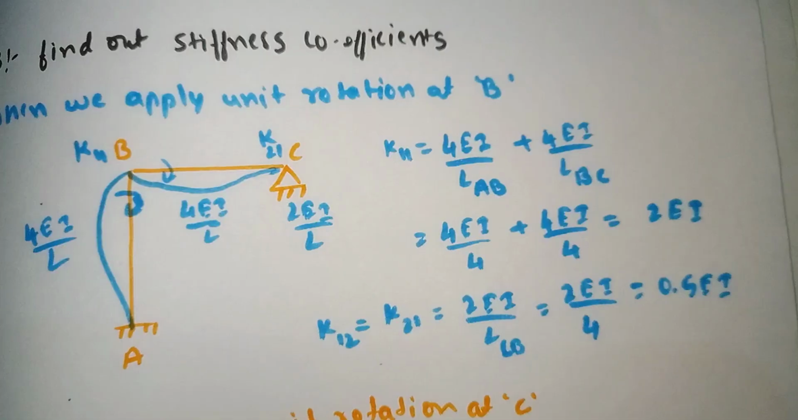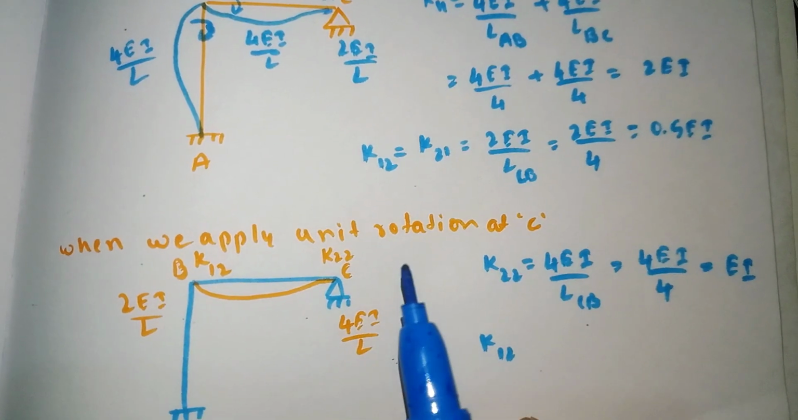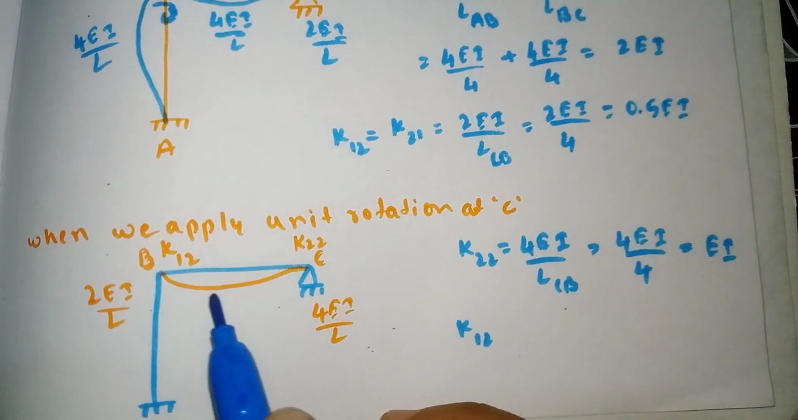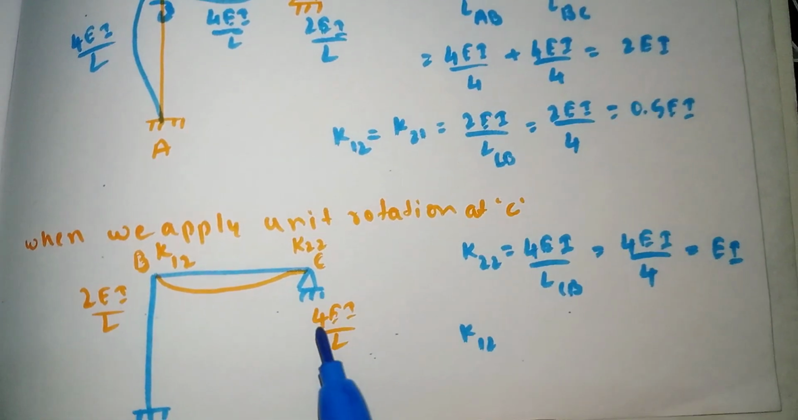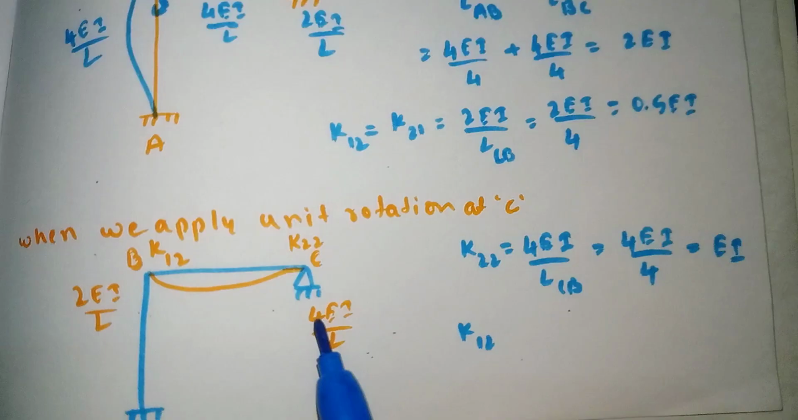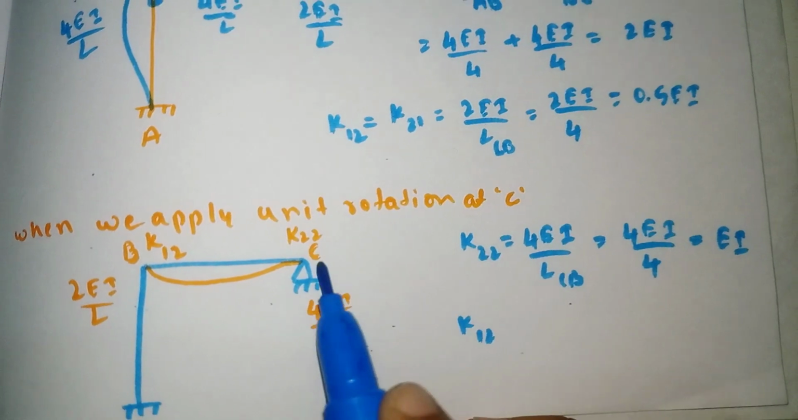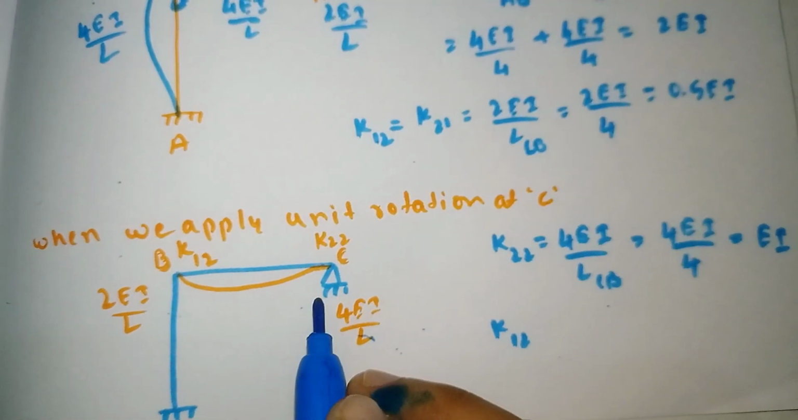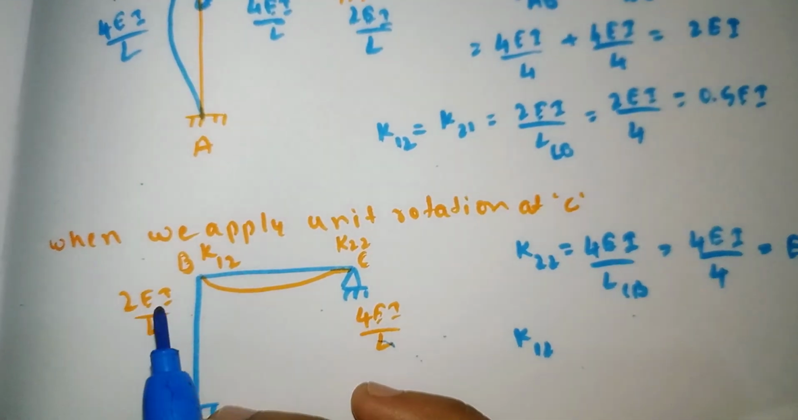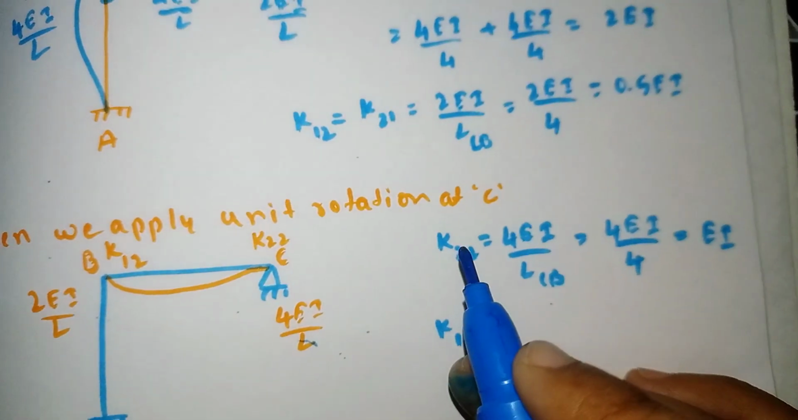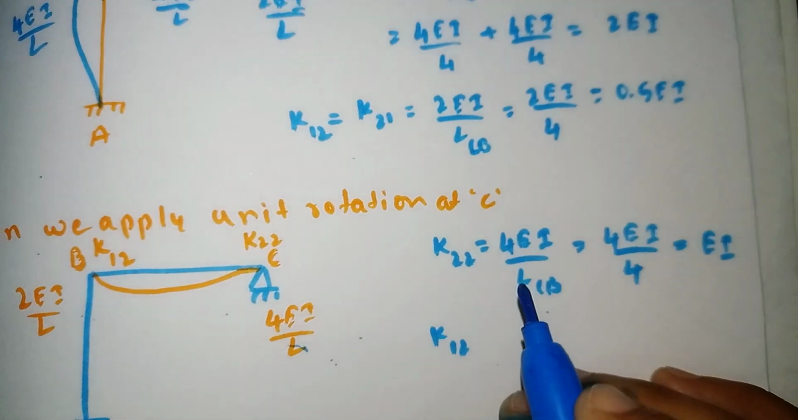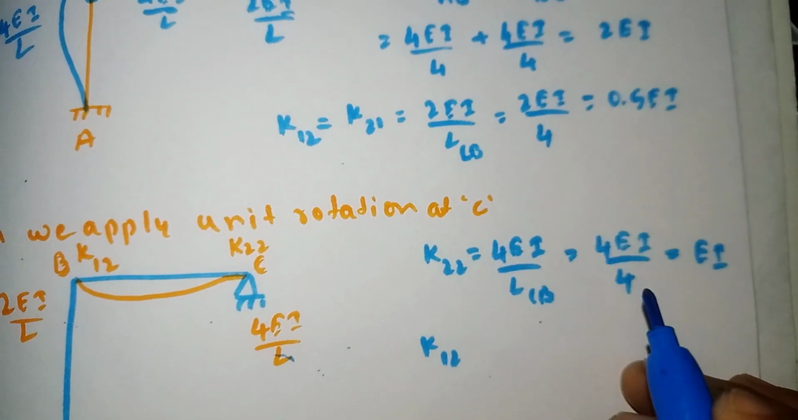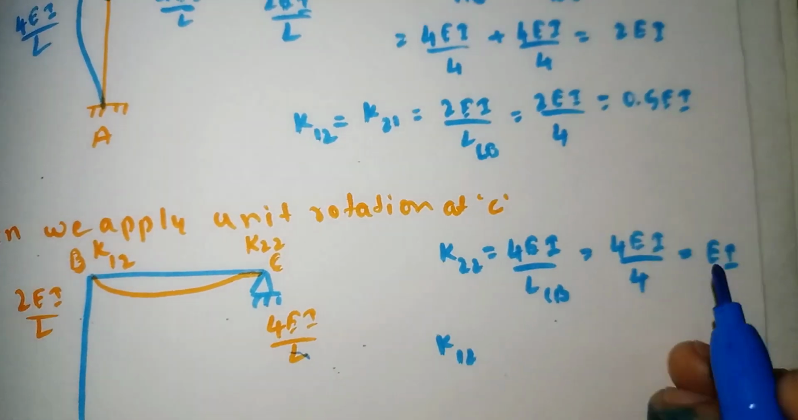So now we'll see what happens when we apply the unit rotation at coordinate number 2. The deflection curve will be like this, and the force generated at coordinate number 2 due to the unit rotation applied at coordinate number 2 will be 4EI divided by L, and the carryover force from here to here is half of this, which is 2EI divided by L. So K22 is 4EI divided by L, where L is the length of span CB. The length of CB is 4 meter, so it will come out as EI.